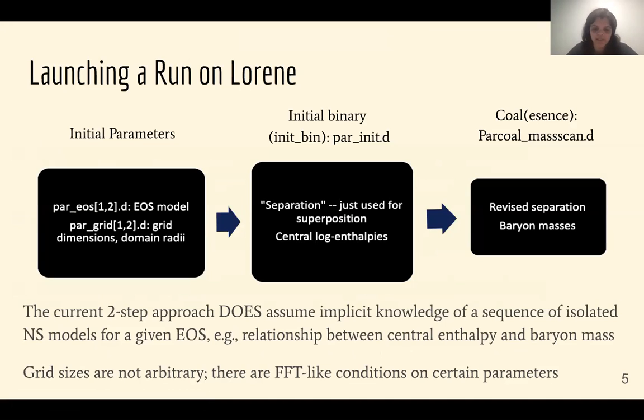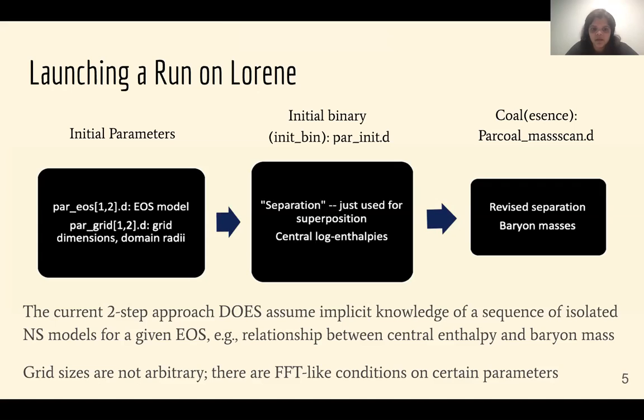So I'll be talking about how to launch a run on Lorene, and the way to do it, you basically need initial parameters to tell what your configuration should be. You need two sets of files to define your configuration. The first is par EOS, where you specify the equation of state model for both the stars 1 and 2, and the second one is par grid, where you define the grid dimensions and the domain radii.